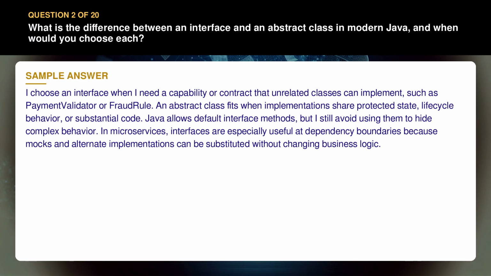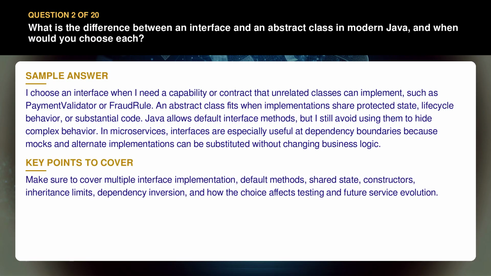In microservices, interfaces are especially useful at dependency boundaries because mocks and alternate implementations can be substituted without changing business logic. Make sure to cover multiple interface implementation, default methods, shared state, constructors, inheritance limits, dependency inversion, and how the choice affects testing and future service evolution.